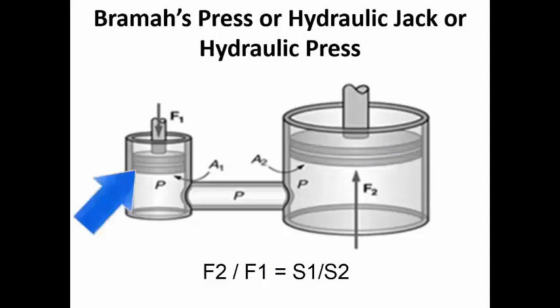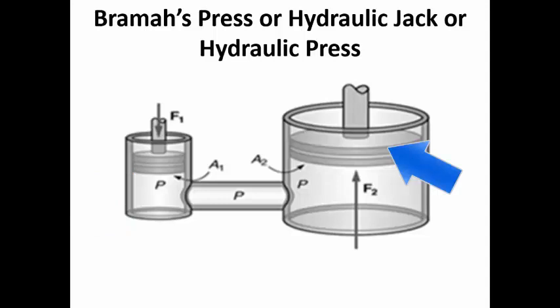Which means if F1 is moving by 10 millimeters, here you will have a movement of only 1 millimeter because the area is larger. Whatever fluid is coming into the cylinder is spreading over a very large area and you are having a very small movement. So you can calculate this in another way also.